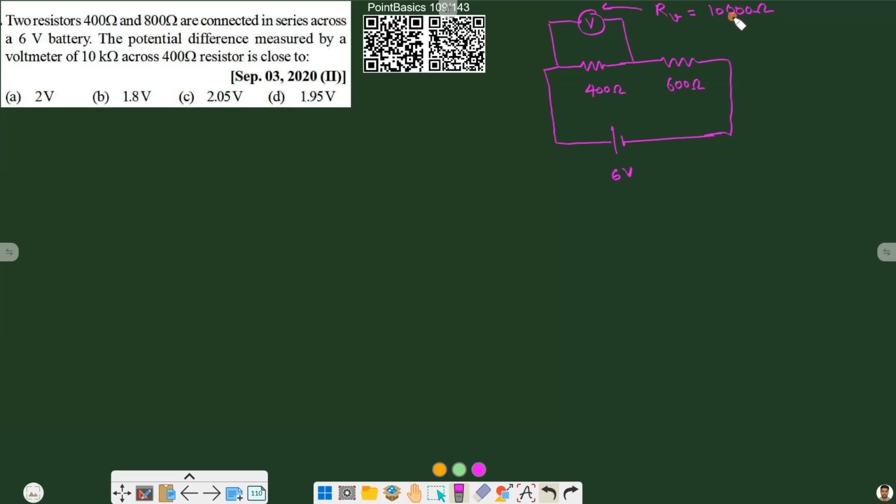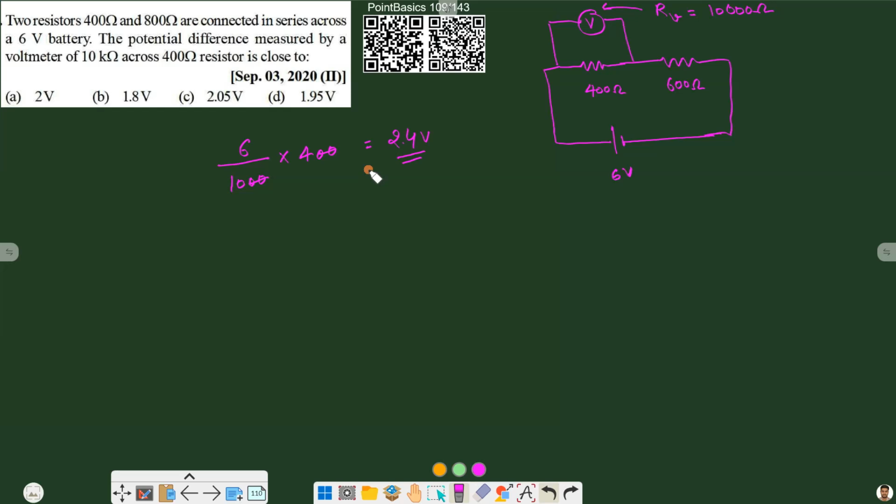10,000 ohms. Now in case of an ideal voltmeter, its resistance will be infinite, and we can easily find out the potential across the 400 ohm resistance. It will be just current times resistance, and the current in the circuit will be 6 by these two resistances, both are in series, so their combined resistance will be 1000, multiplied by 400 ohm, so it will be 2.4 volts.